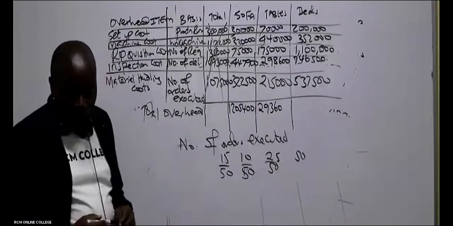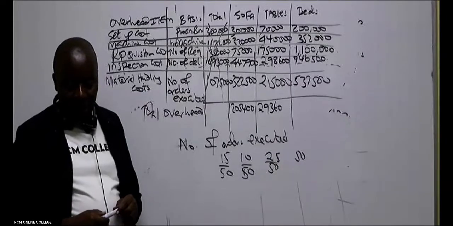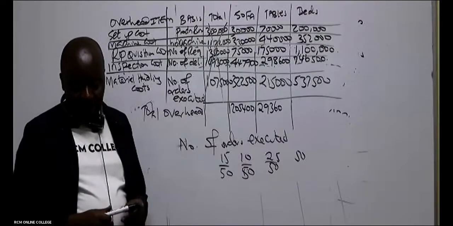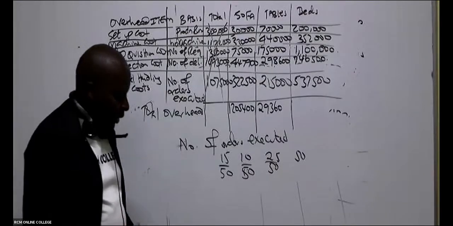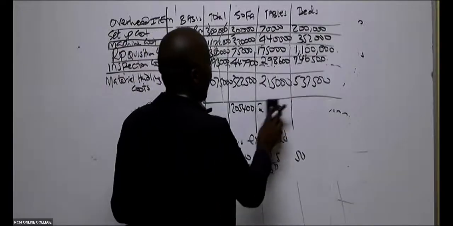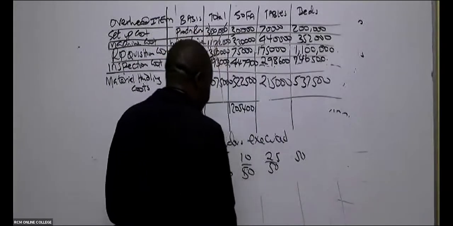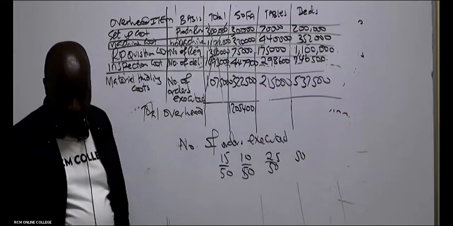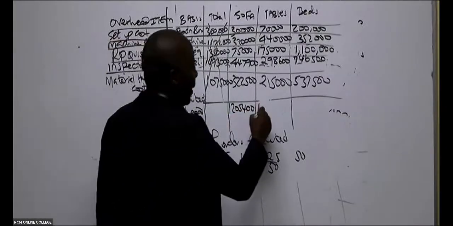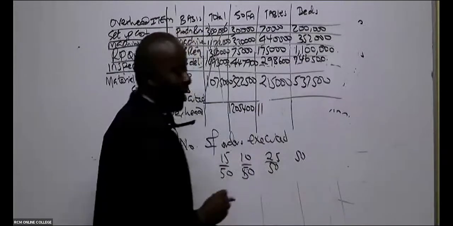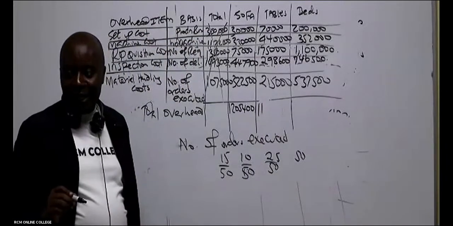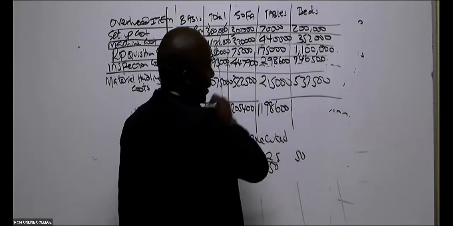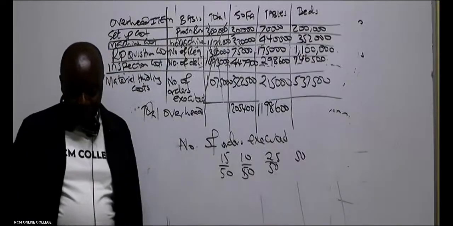Oh, the figure is wrong. Oh, this is supposed to be 11? So I started 11. So 11 or 19? 11, 9, 8. Can somebody confirm that figure is correct?